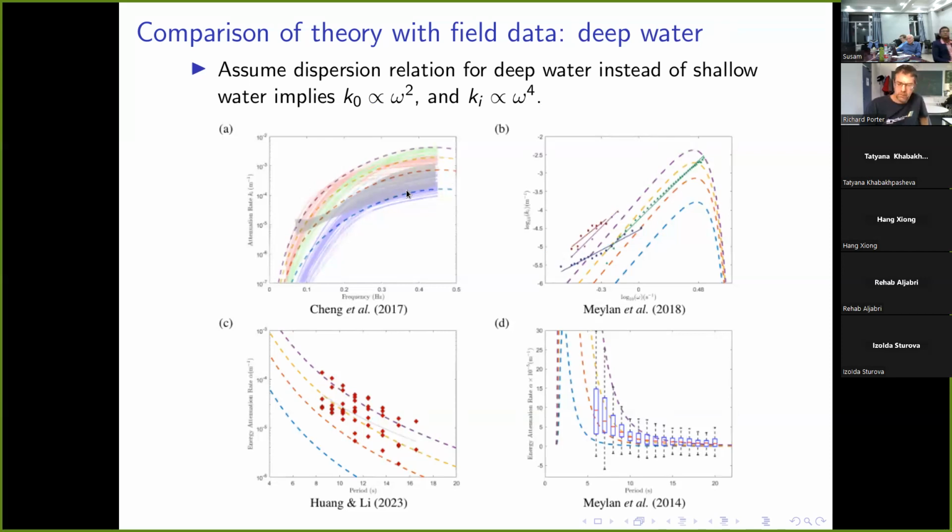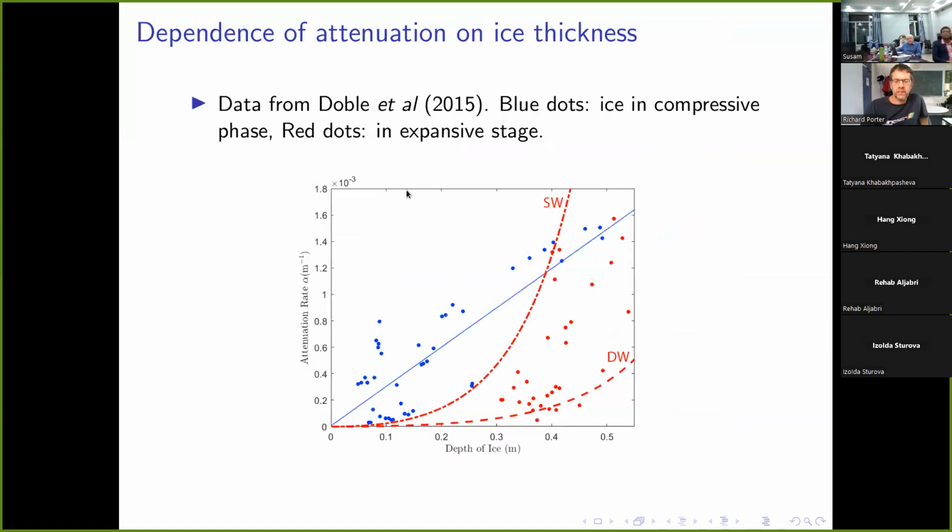And then the final thing that we've done is looked at the dependence on ice thickness. Remember, I said that for our model, this is quadratic rather than linear. We've gone back to the original plot that I showed you of Doble, where we put a straight line through some blue dots, and the blue dots referred to ice in a compressive or rafting stage. And they ignored the red dots because they said that this data was due to ice in an expansive stage where you didn't get so much rafting and so much compression of ice. So the blue dots are ice that's free to move vertically.